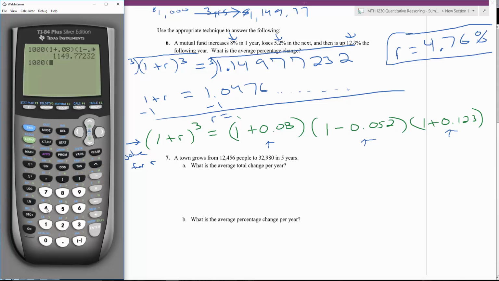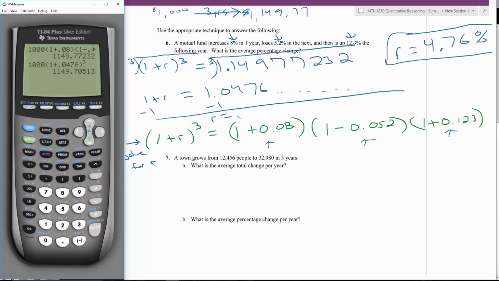So this would be the same thing as if I took 1,000 times 1 plus 0.0476. This would be to the third power, because my time is 3. And if I hit enter, I get the same result. We are a little bit off, but that's because this 0.0476 number was rounded. So of course we're going to be a little off, but you can see it gives us the same result back.